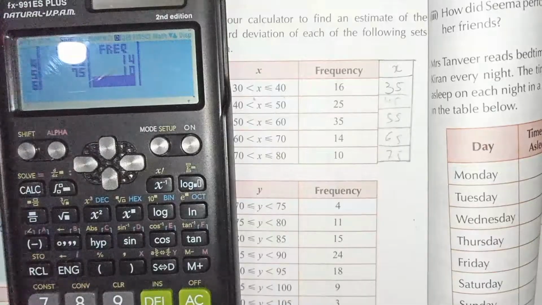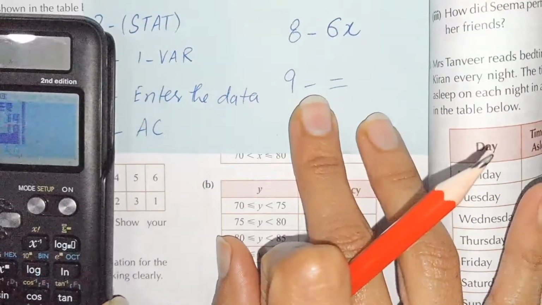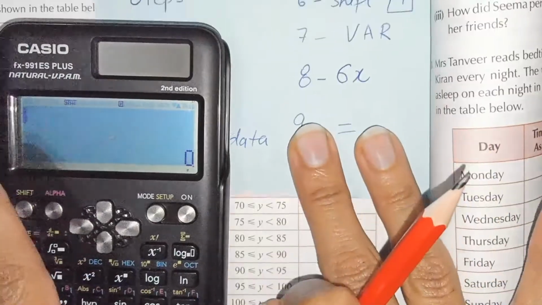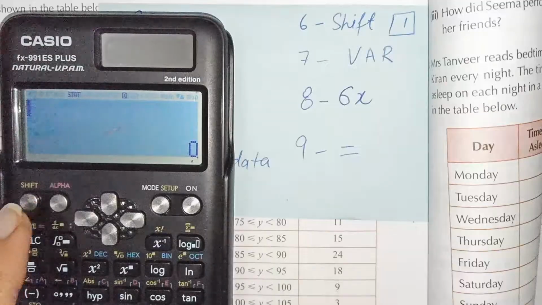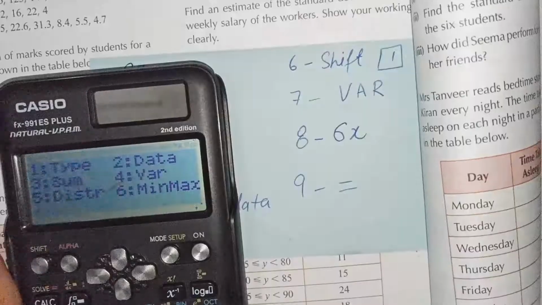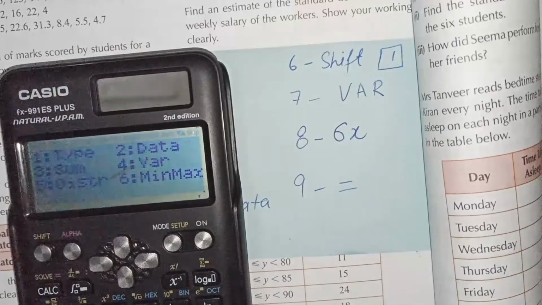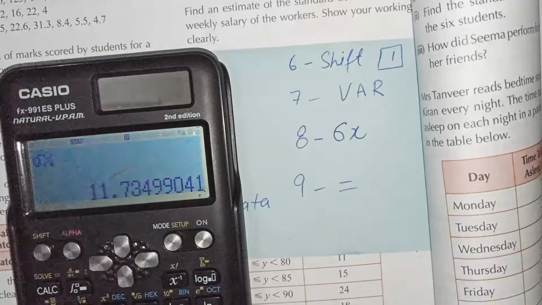After entering the data, we have to press the AC button. This is the AC button. Now we press it, and 0 comes. Now press shift, and we can see there is the option for variance, and we press 4 and now press 3 and is equal to, we get the answer. The answer of part 1 is 11.7.